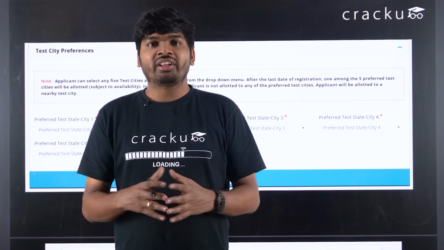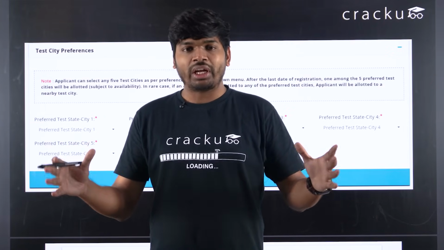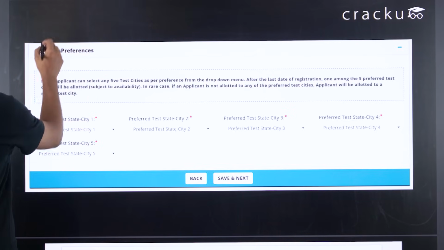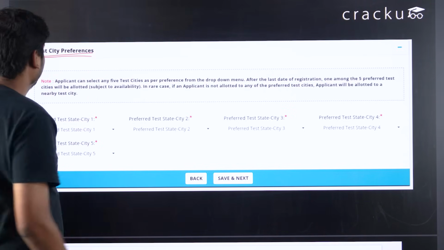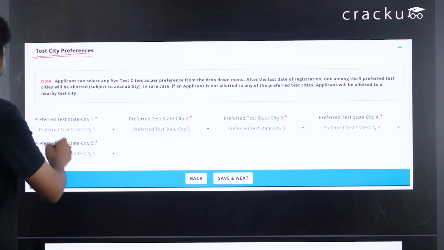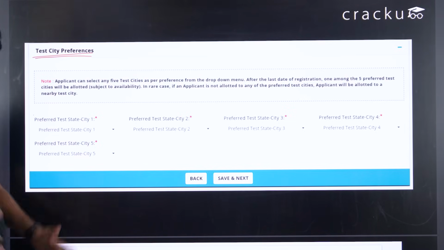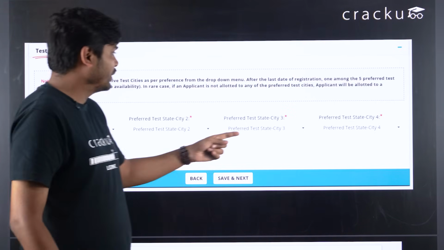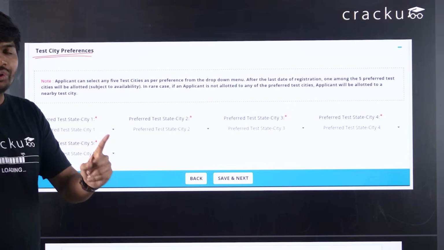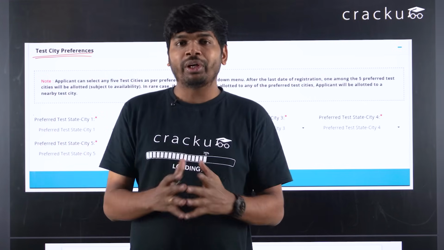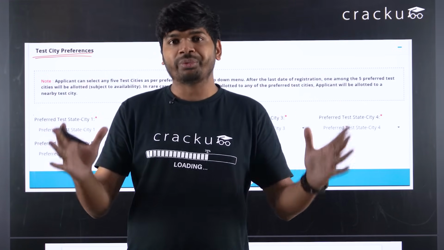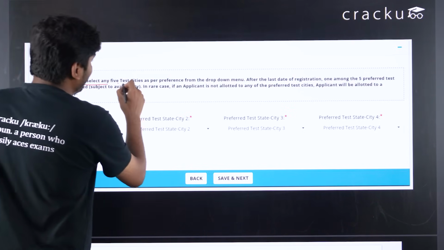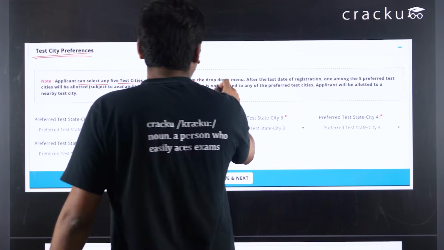So after selecting the programs in which you are applying through the CAT exam, now you can select next and you will get the test city preference. Here you have to select the test city of your preference. There will be 5 choices that will be given to you. You have to select preference number 1, preference number 2, 3, 4 and 5. Make sure that you select the cities carefully, because once the test city is allotted to you, it will not change. Okay, and the applicant can select any 5 test cities as per the preference from the drop down menu.